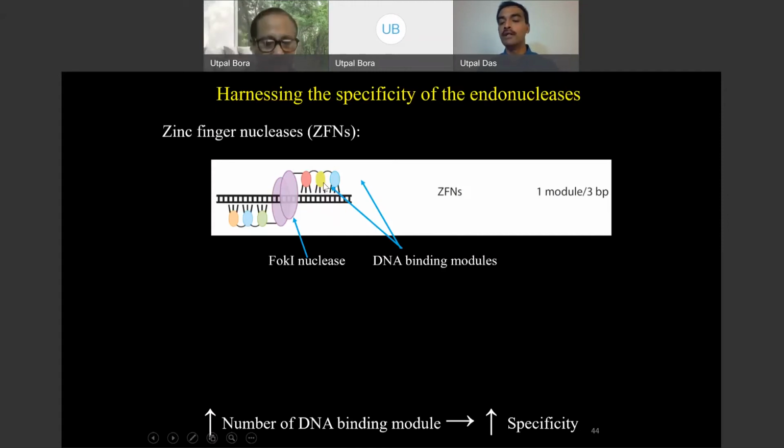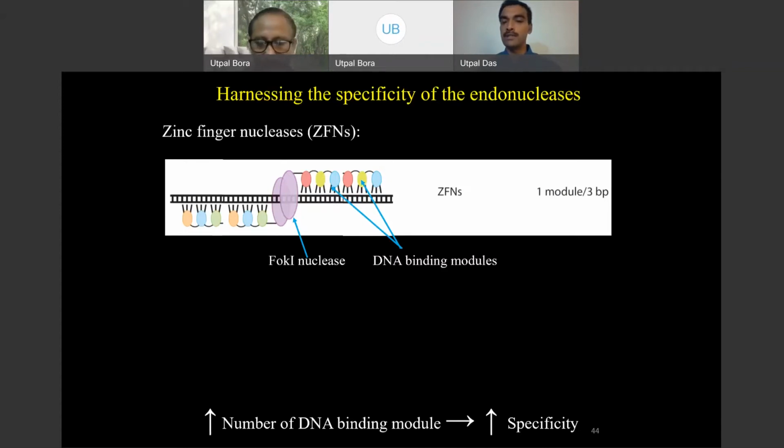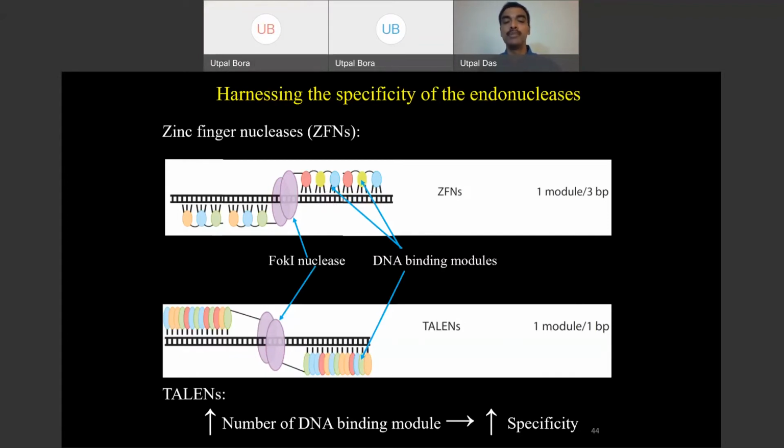So if we increase the module length, that will obviously increase the specificity or recognition site. So that's how zinc finger or TALENs can be further modulated with better specificity to attack a specific DNA sequence. The more modules there are, the better the specificity or recognition by this kind of nuclease.